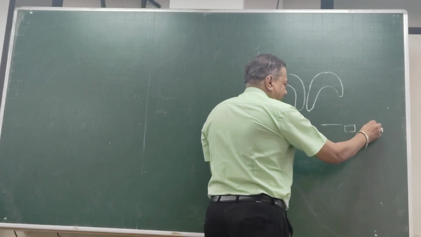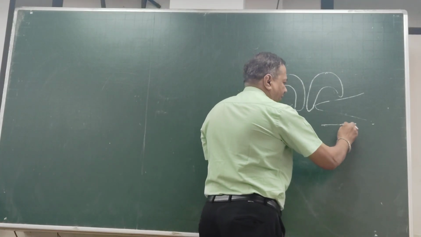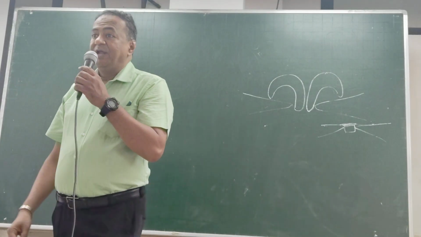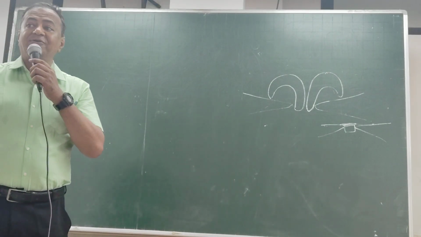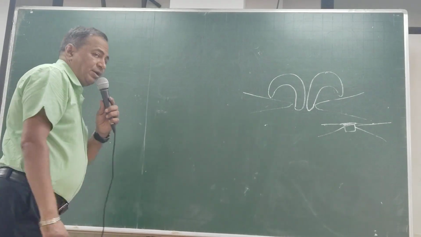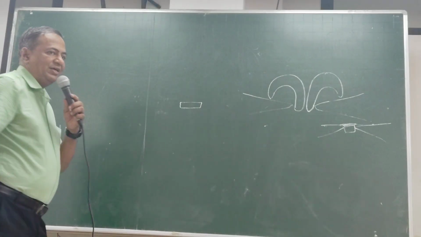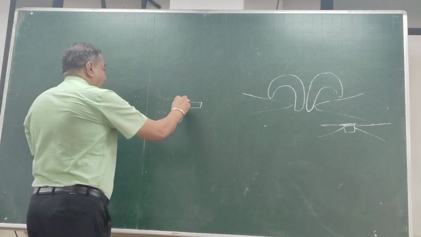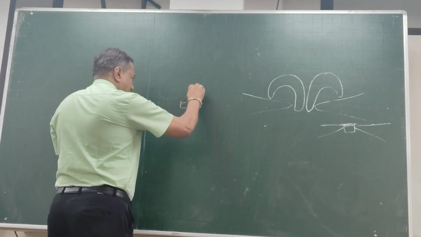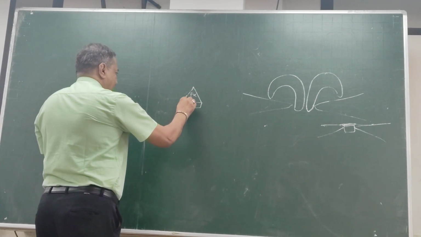Two maxillary processes come like this, and they overgrow. The maxillary processes overgrow over the philtrum, and therefore, today we are going to see what is behind the philtrum. If you take a cut section and this is the philtrum, then behind the philtrum is a structure like this, which is called the premaxilla.